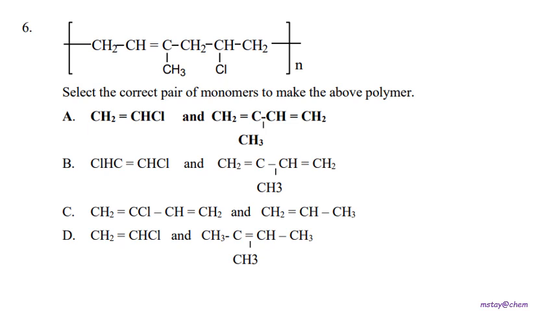Question 6. Select a correct pair. From here we know that there are two monomers making up one polymer. So this polymer basically will be considered a copolymer because it is made up from two different monomers.